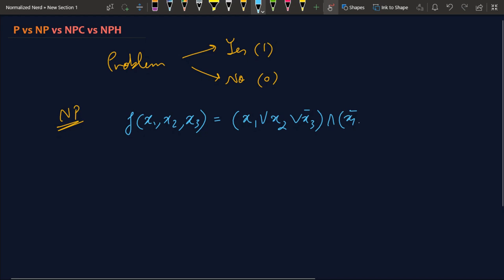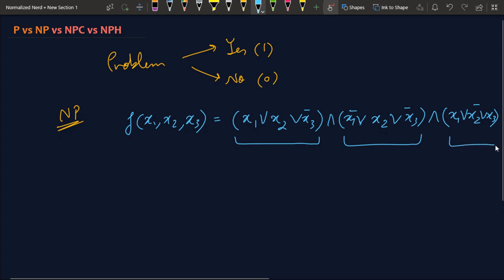So again, I'm just choosing it randomly. So x2, let's say, here again, x3 bar. And at last, I'm also adding this thing. Okay, and the terms in the brackets are called clauses, and these terms are called literals. Okay, so you can see that we can have either the literal itself or the complement of this literal. So this is actually a conjunctive normal form of a Boolean expression, and the problem goes something like this.